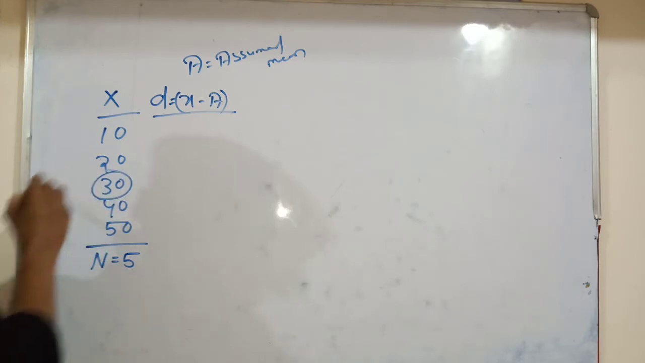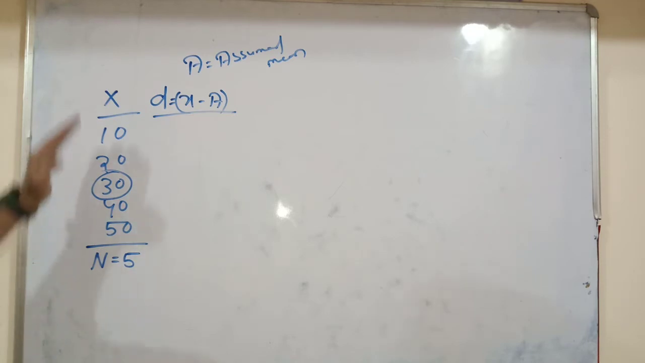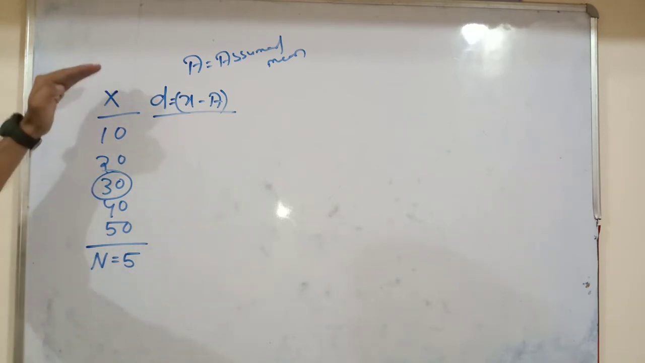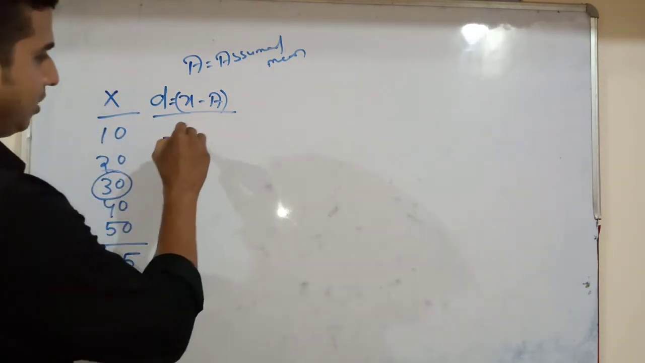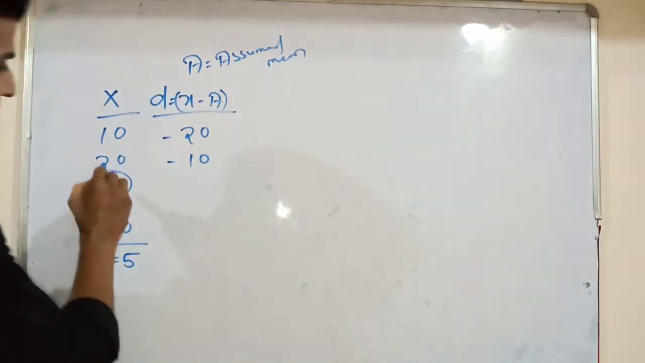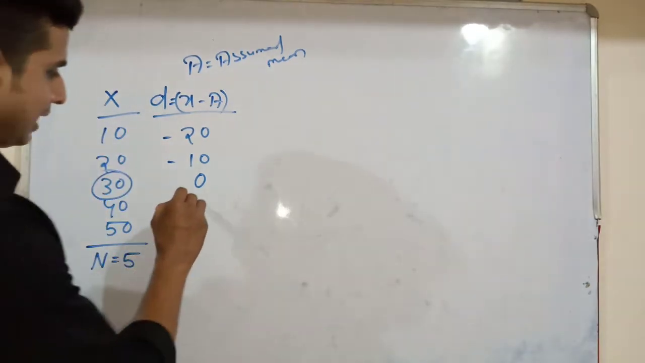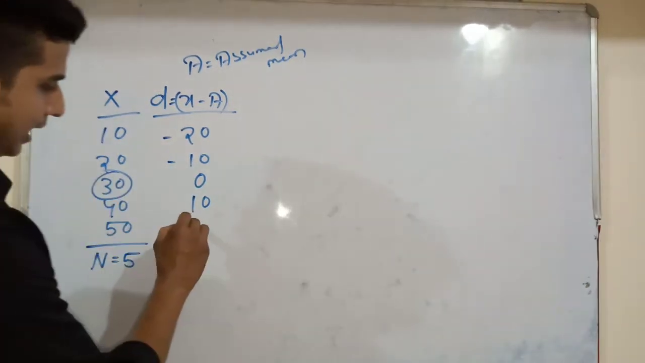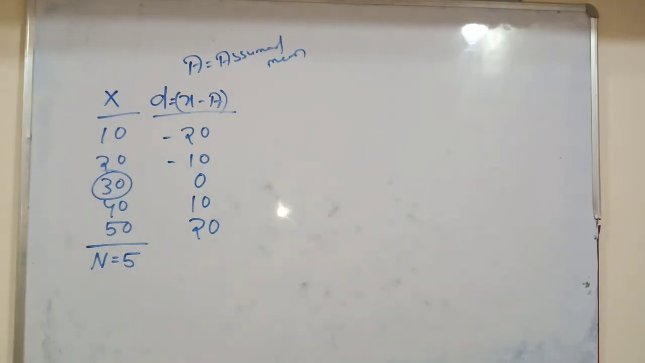Suppose the assumed mean is 30. So all the items are considered as class or X. So we have to deduct the value of 30 from all the classes. So 10 minus 30, that is minus 20. 20 minus 30, that is minus 10. 30 minus 30, that is 0. 40 minus 30, that is 10. 50 minus 30, that is 20. So that is the portion of the D.